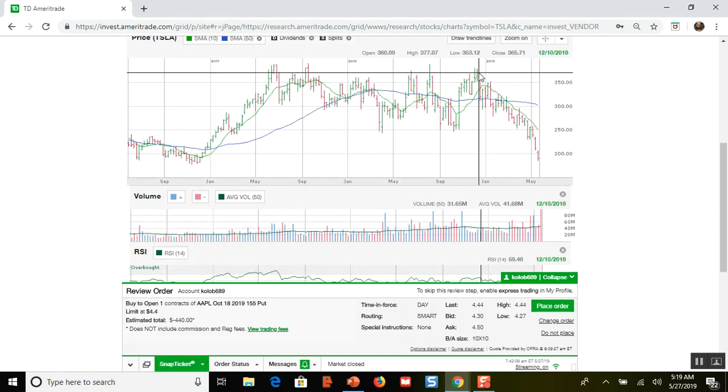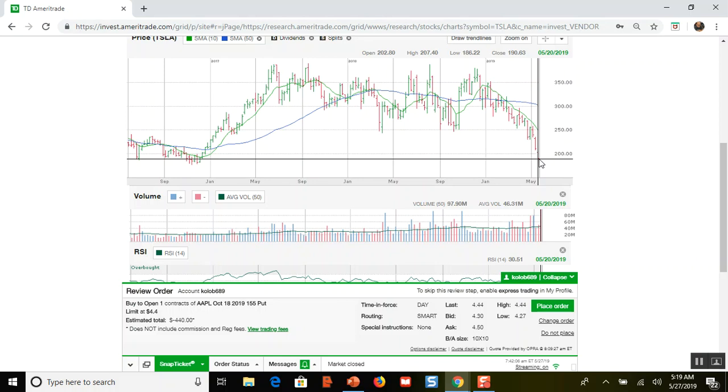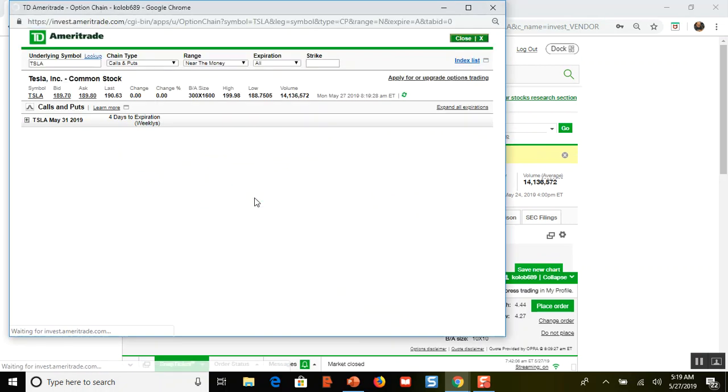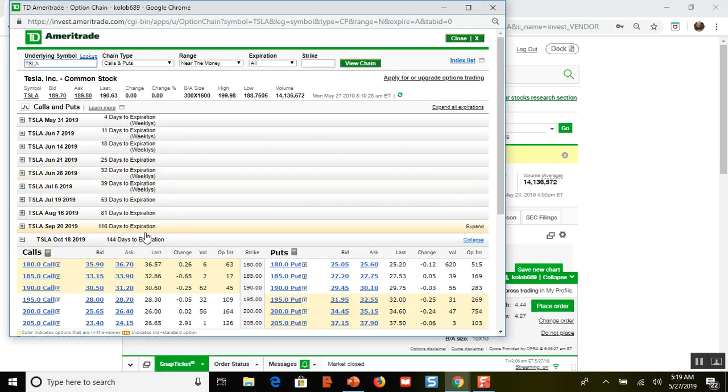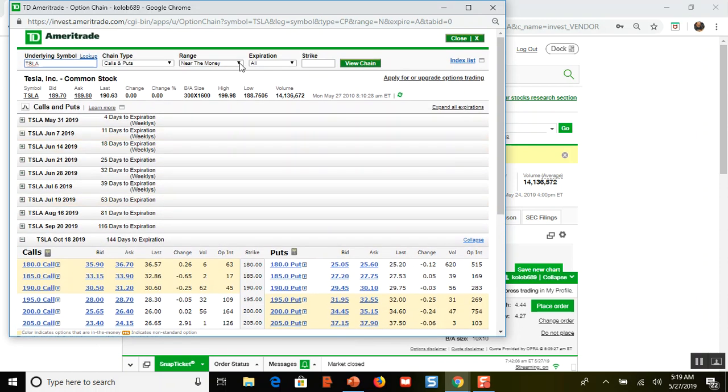Look at this chart here. It looks like in the last few months, it was a $350 stock, and now it's all the way down to $190. So I think if you're going to buy Tesla, an option collar is a pretty good idea if you think maybe Tesla will recover and come back up. So let's look at some Tesla options, and again, we'll look at some 144 days out, 6 months out, and let's look at out of the money, and let's use the same rule.